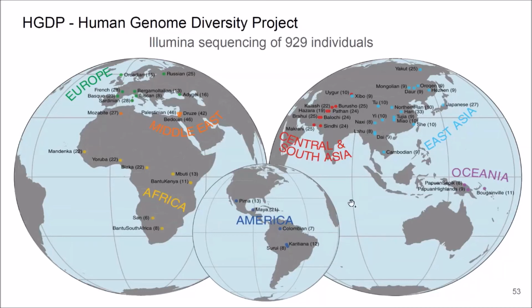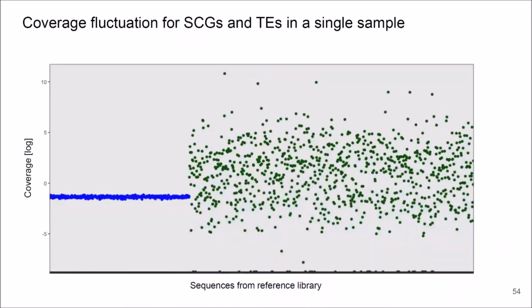Yes, so now you have to imagine we basically just map all of these different sequencing data to our reference library containing TEs and single copy genes, and now we can estimate for each sample the average number of copies for all over 900 TEs. And this we can now, okay, first a proof of principle.